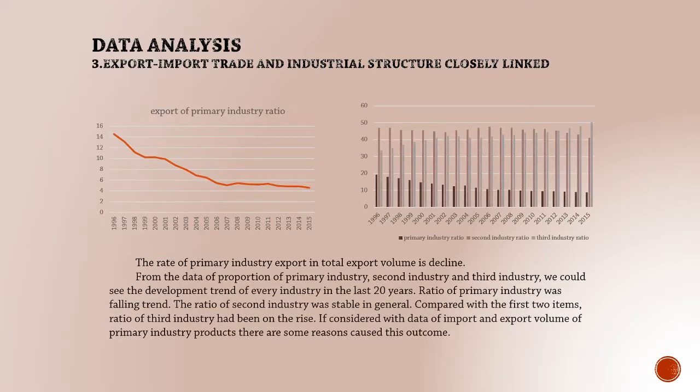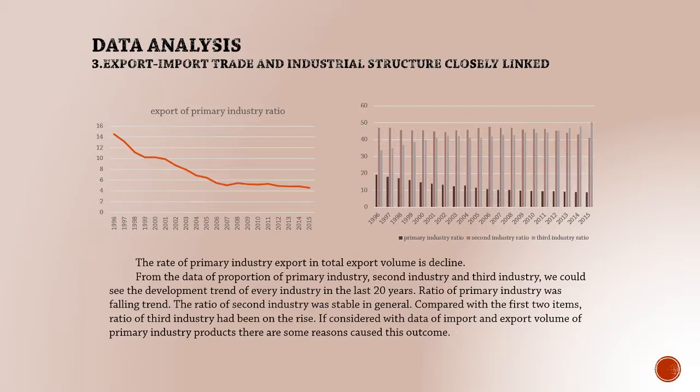The rate of primary industry export in total export volume is declining. From the data of proportion of primary industry, secondary industry, and third industry, we could see the development trend of every industry in the last 20 years. Ratio of primary industry was in a falling trend, and the ratio of the secondary industry was stable in general. Compared with the first two items, ratio of third industry had been on the rise.